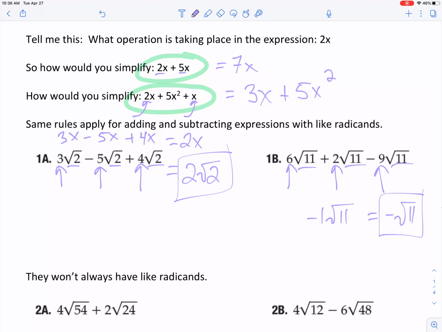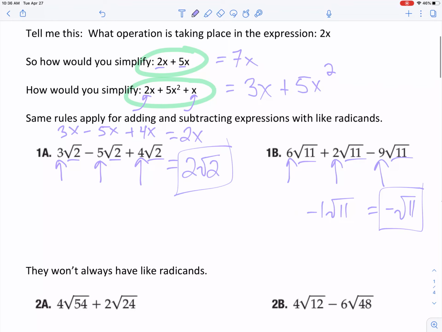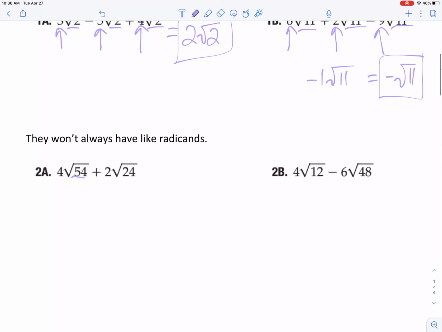Now, sometimes they won't necessarily have like radicands. By the way, if you didn't know, radicand means the stuff underneath the radical sign. Okay, so if they're not the same, you can't automatically combine them. They have to be the exact same. They have to be like terms. Now, the bad part about these is that they're a little tricky because, actually, I think these are like terms. They're just sneaky like terms.